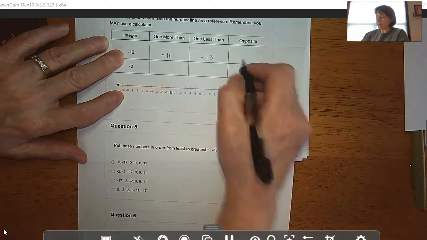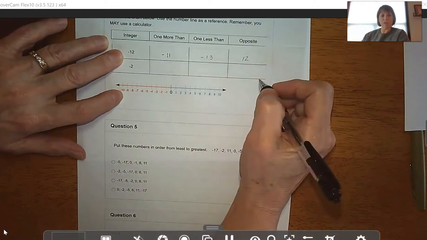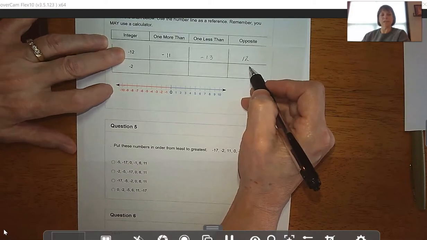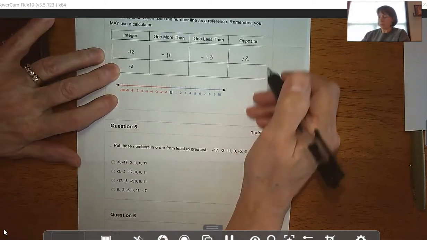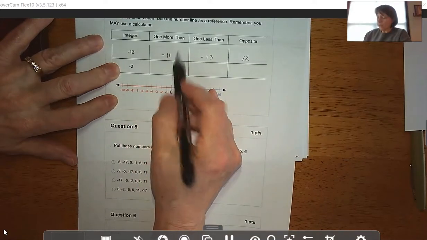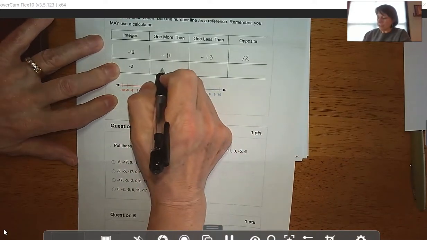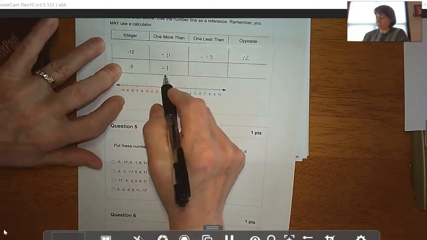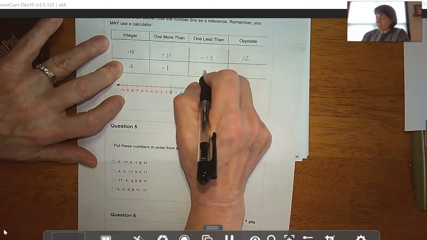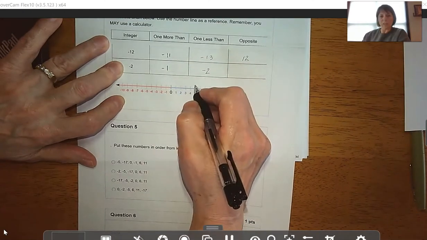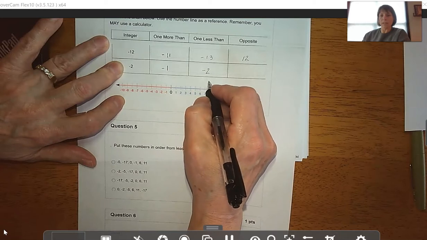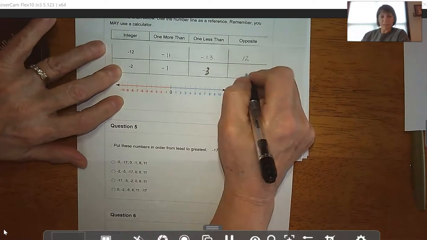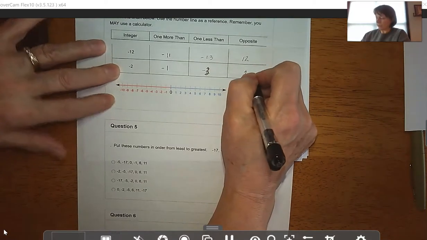And then the opposite of -12 is positive 12. Remember, opposites are just the same number with the opposite sign. So if we have a negative sign here, its opposite will be positive. All right, -2. 1 more than -2 is going to be -1 because -2 plus 1 is -1. 1 less than -2 will be -3 because -2 minus 1 is -3. And then finally, the opposite of -2 would be 2. All right.